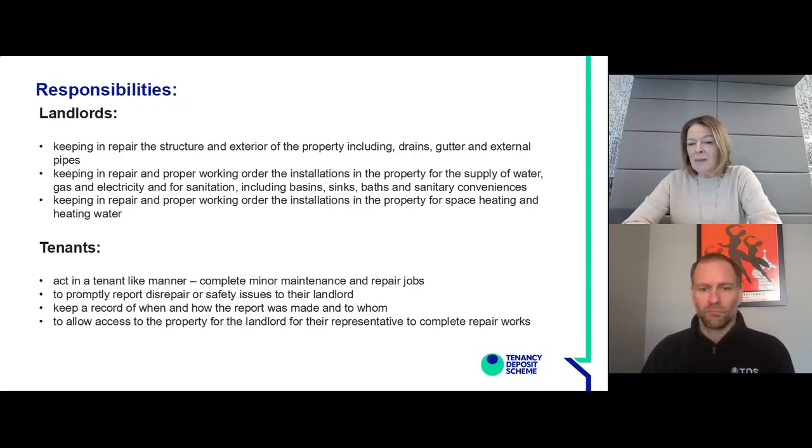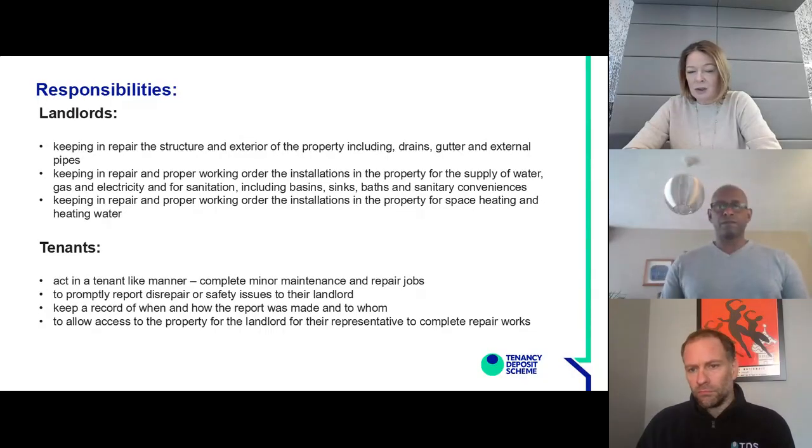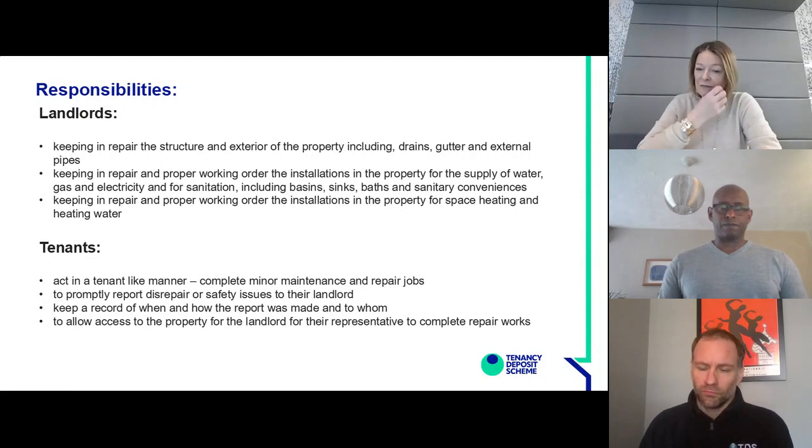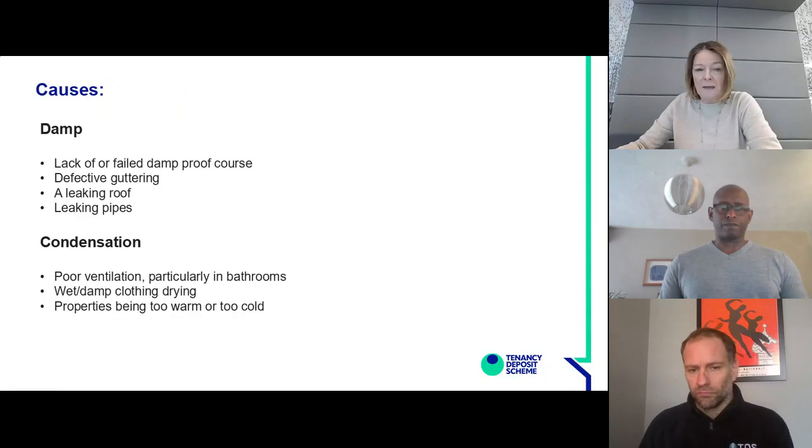They should complete minor maintenance and repair jobs, report promptly disrepair or safety issues to their landlord, and keep a record, a good audit trail, of when and how the report was made and to whom. And importantly, if they are reporting issues or there are any problems, they should allow access to the property for the landlord or their representative to complete repair works in a timely manner.